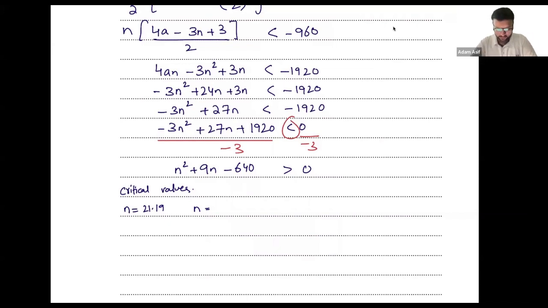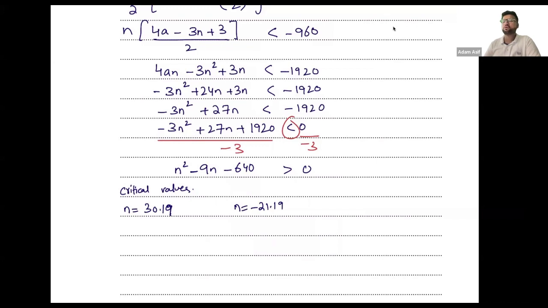Just a second. This is going to be minus 9n. Yeah, that was what I was thinking. Minus 9n. Okay, please correct this. So minus 9n. So one value of n is 30.19, and the other value of n is minus 21.19.